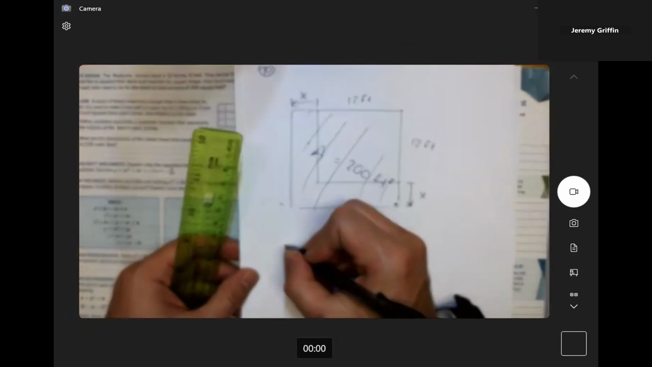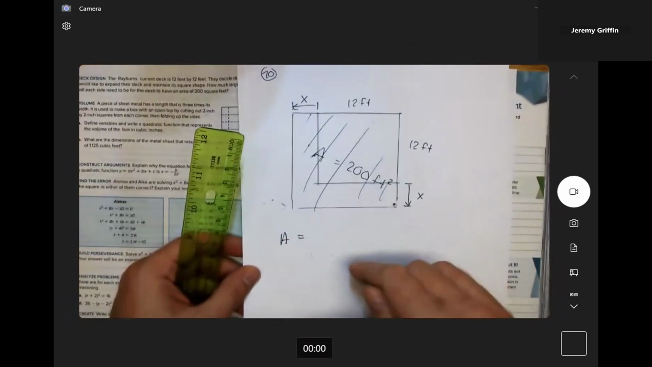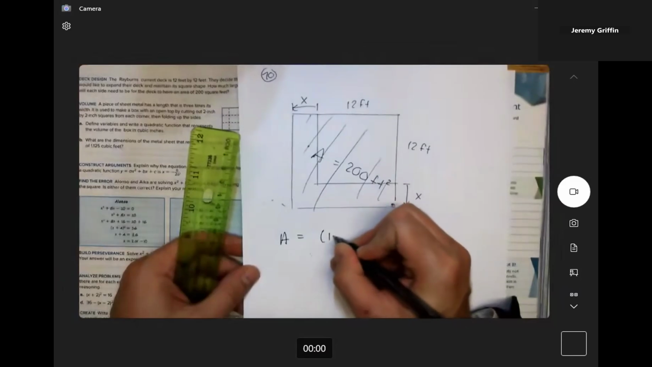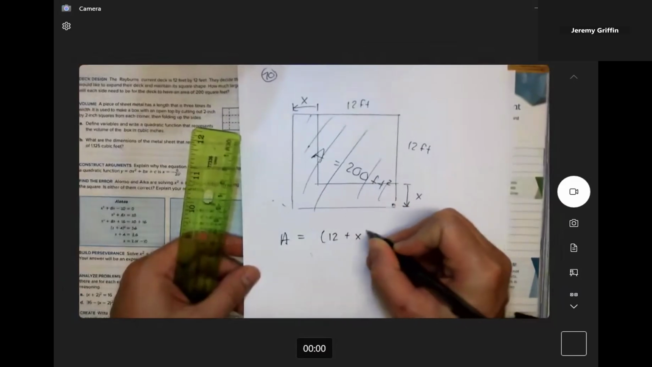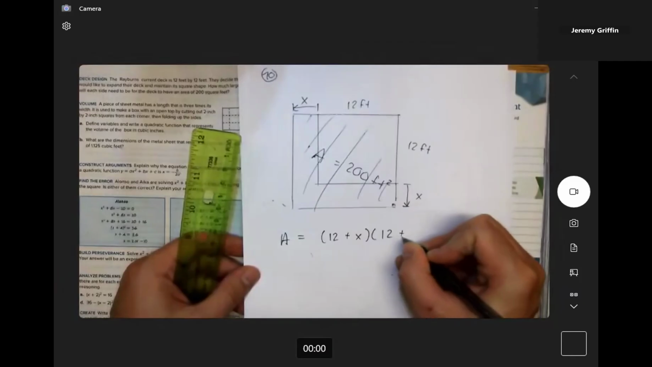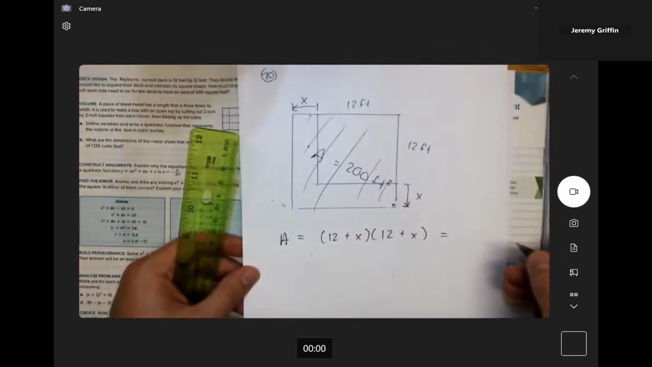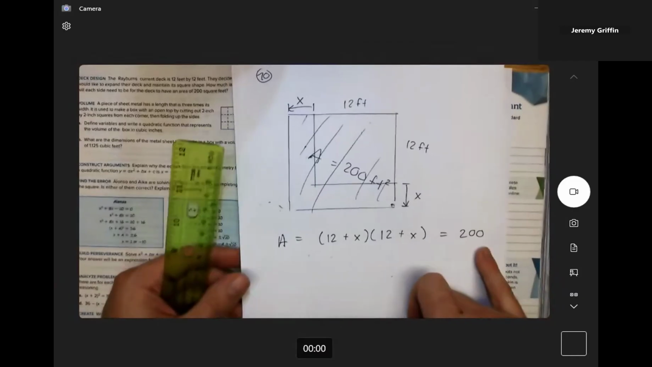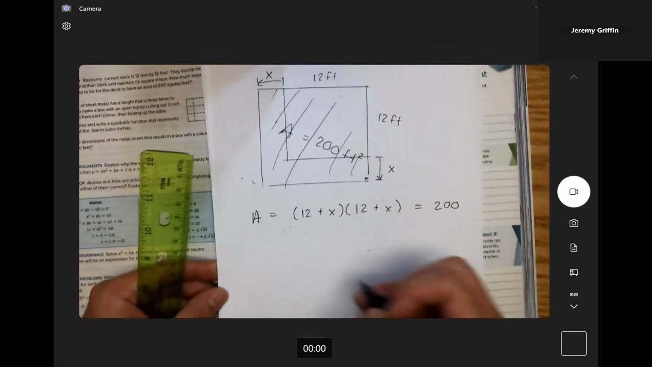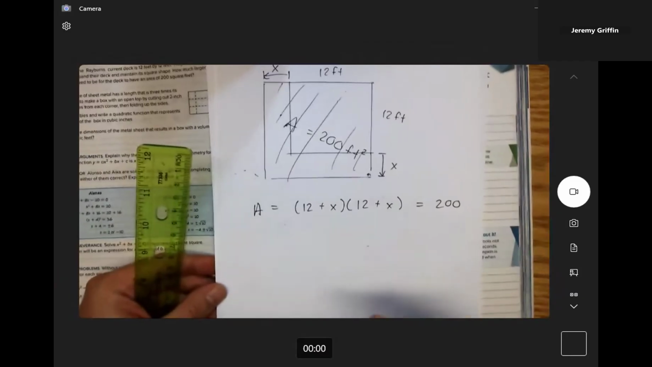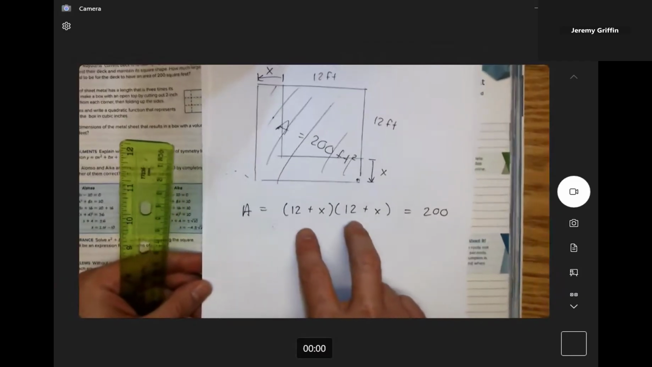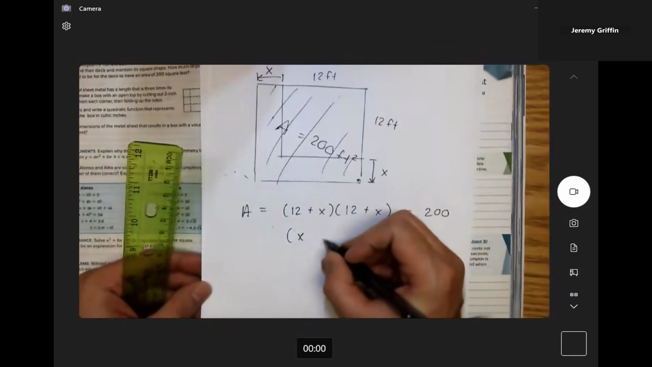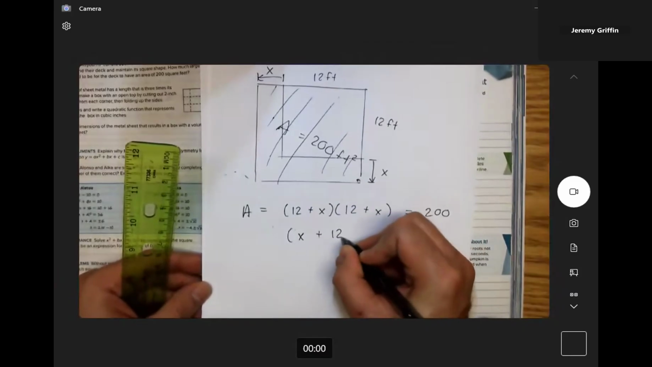Let's make an equation out of that. So area would be width times length, which would be 12 plus x and then 12 plus x. And it has to come out to 200. And this is feet and this is square feet. I almost said let's FOIL that out, but I changed my mind. Because the whole theme of this chapter is completing the square, and it pretty much is in that form already.